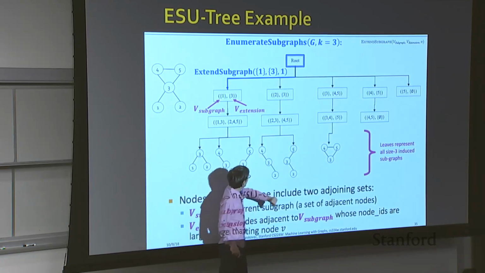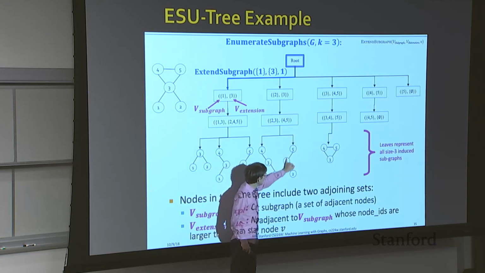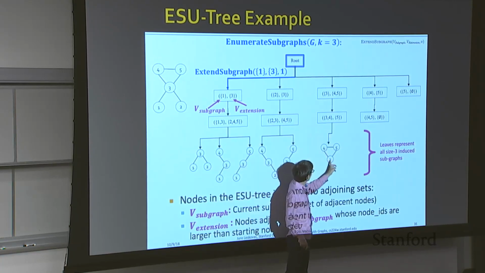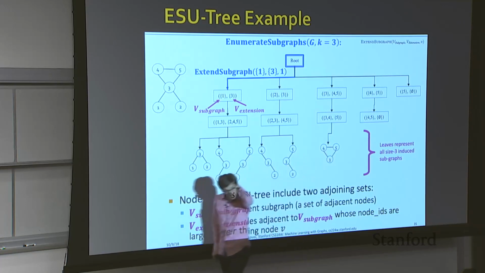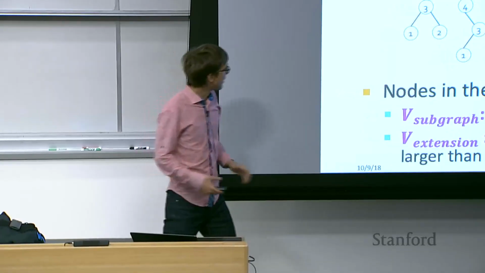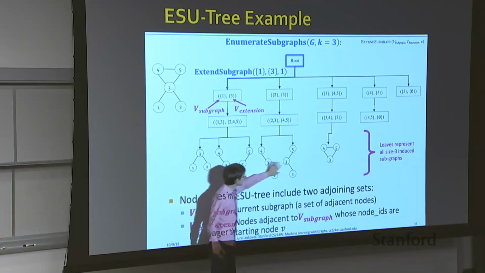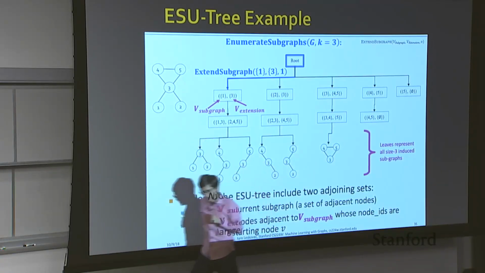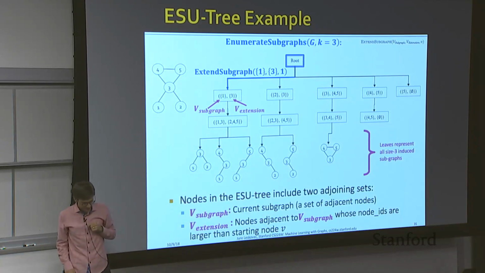Then from this guy, I generate the other 2, right? And then from this one, I generate the last one, which is 3, 4, and 5, right? So this is how now I generated all the instances of size 3 subgraphs that appear in my target graph, right?